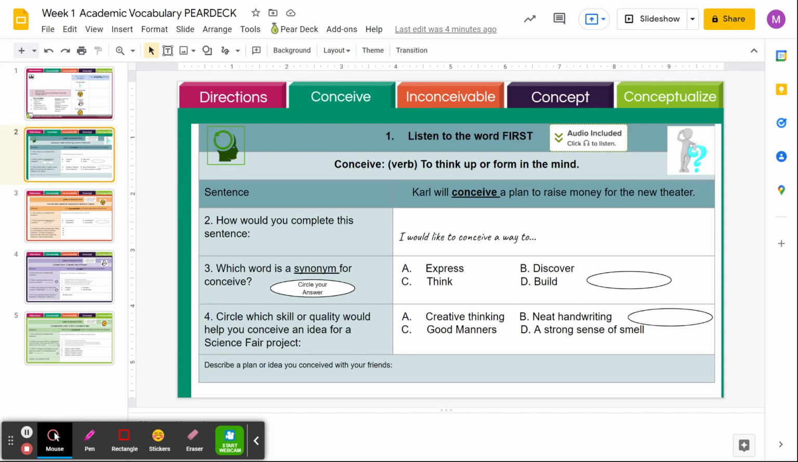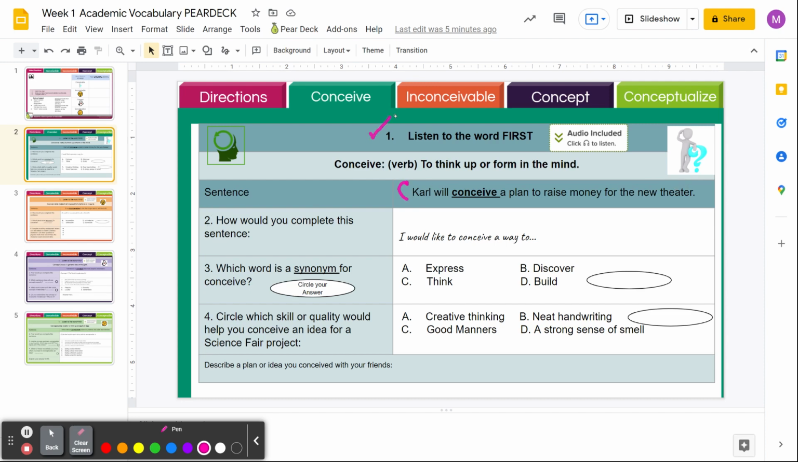For the first slide, our word is conceive. So for this slide, what you'll do first is you'll listen to the word. Once you click on that click to listen, you'll hear me giving you examples and also walking you through different contexts for the word that is presented on that slide. After that, go ahead and go down here to number 2. You'll notice that I've added a sentence here to help you conceptualize or help you to integrate the word into your vocabulary for each word.